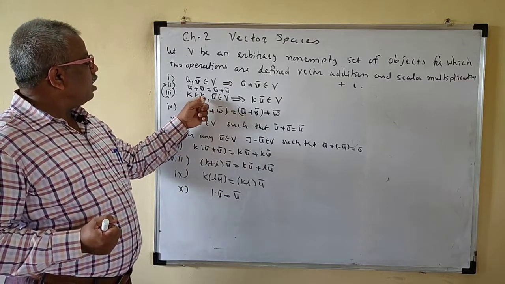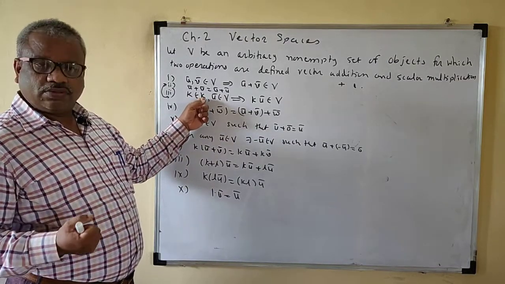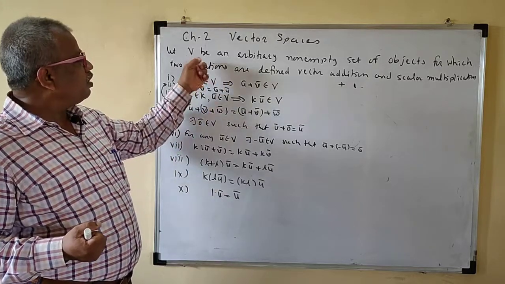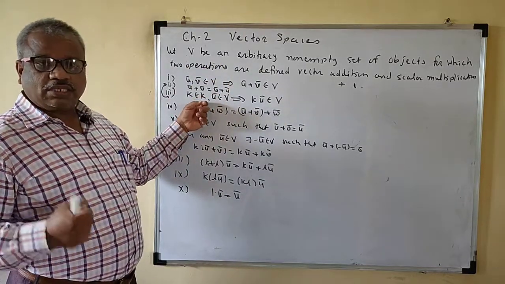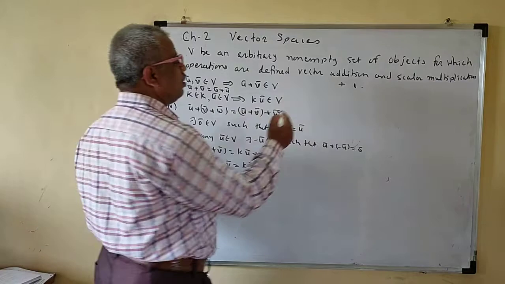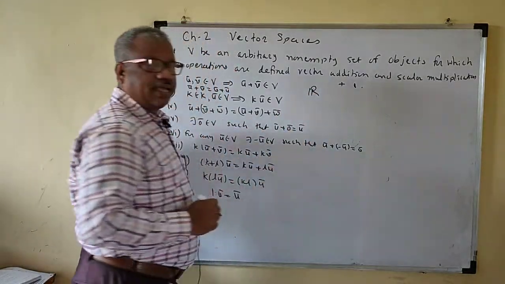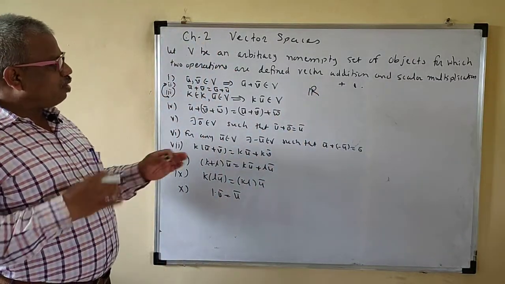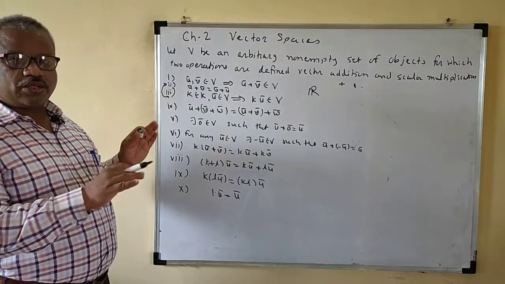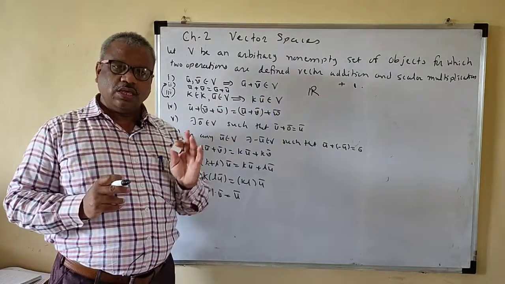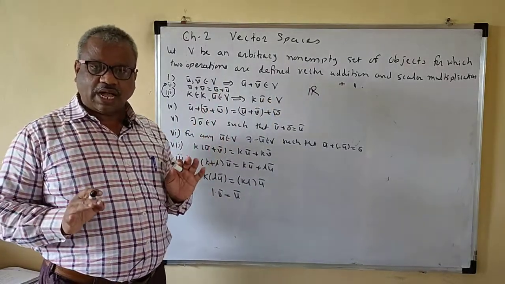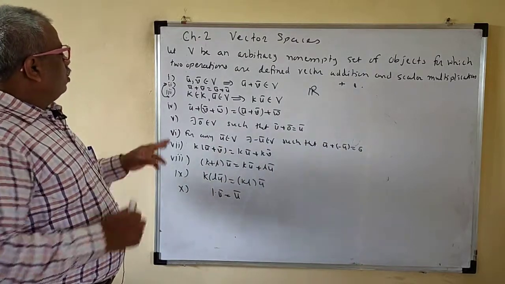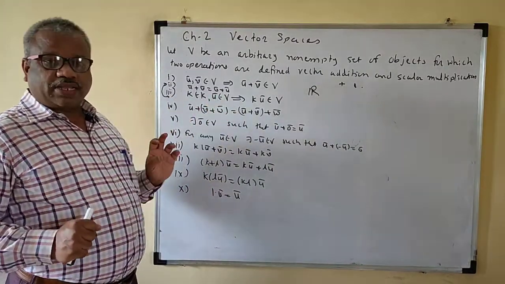Now this K is any field. That means V is the vector space over the field K. Generally, we take K as the set of real numbers, and we want to see all the vector spaces over R. So we have to assume that your field is R. K is the scalar and u bar is a vector in V.